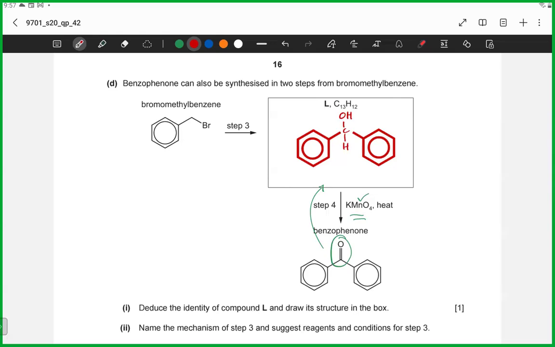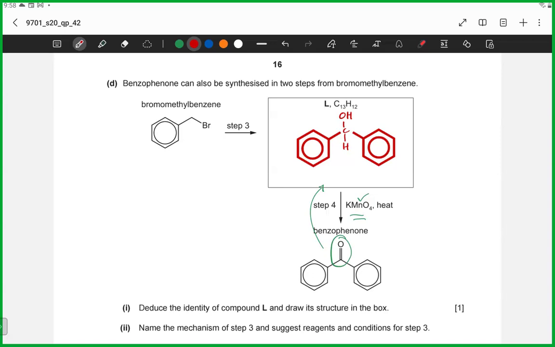And now think, C13H12, where are we stuck? Because C13H12 is a completely different thing, right? So how do we go and reach L? That's the question. And the trouble is, that's probably the only thing that makes sense.